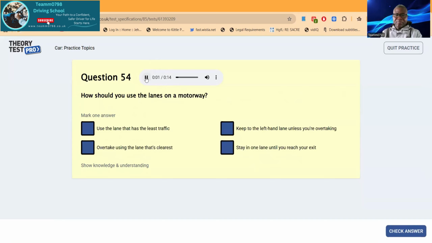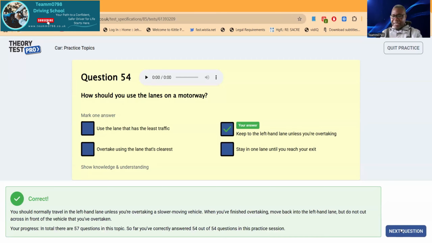How should you use the lanes on a motorway? Use the lane that has the least traffic. Keep to the left-hand lane unless you're overtaking. Overtake using the lane that's clearest. Stay in one lane until you reach your exit. Keep to the left-hand lane unless you're overtaking. Okay, we've come across that question many times now in our practice.